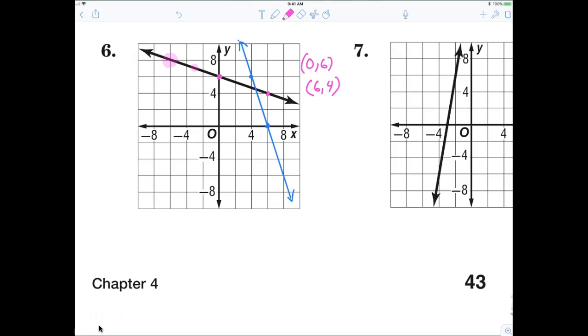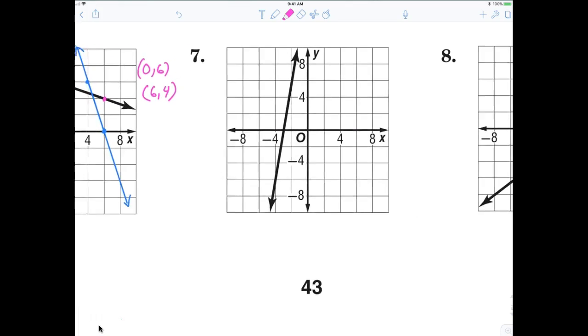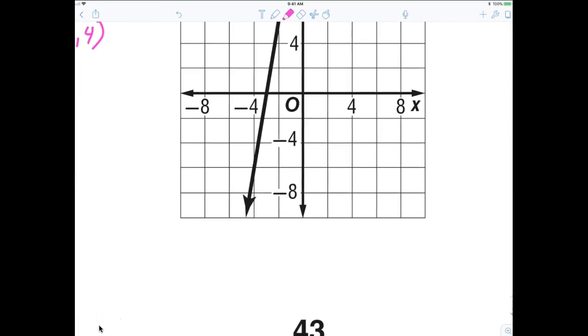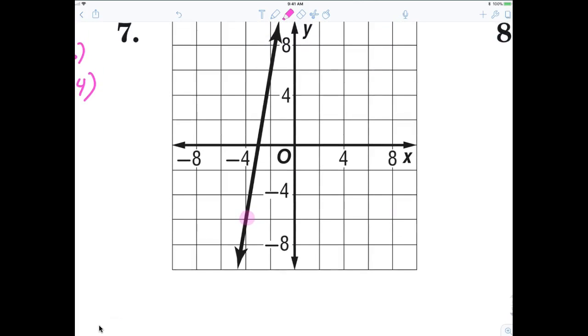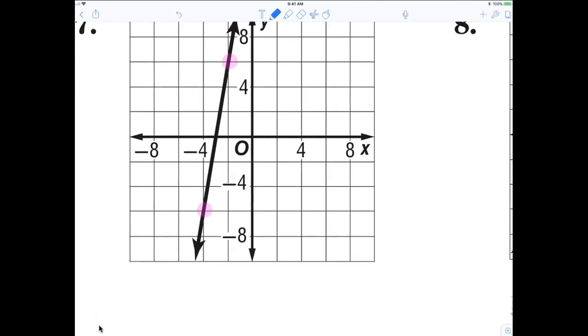All right? Now I'm going to go to number 7. I'm trying to find 2 points that are on the graph perfectly. I see this one right here is perfect. Does everybody agree with me? And then I have to find another one. I found another one right here. Does everybody see those 2 points? Now that I found those 2 points, I want you to write down what those points are.